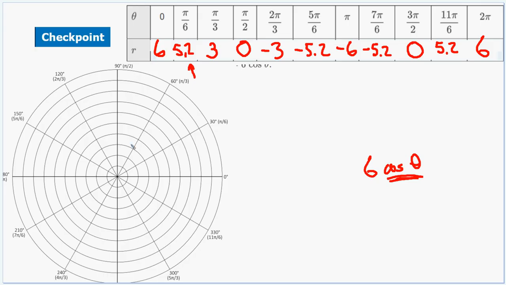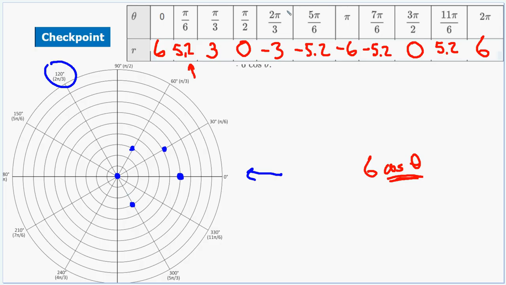So our first point at 0, on the 0 radian ray right there, we would be out 6 units. 1, 2, 3, 4, 5, 6. At pi over 6, we're going to go out 5.2. 1, 2, 3, 4, 5, and just a little bit past that. At pi over 3, it's a nice even 3 units right here. At pi over 2, we are at the origin. And then if we go to 2 pi over 3, we would go negative 3. Here's 2 pi over 3. Negative will shoot us across. 1, 2, 3.